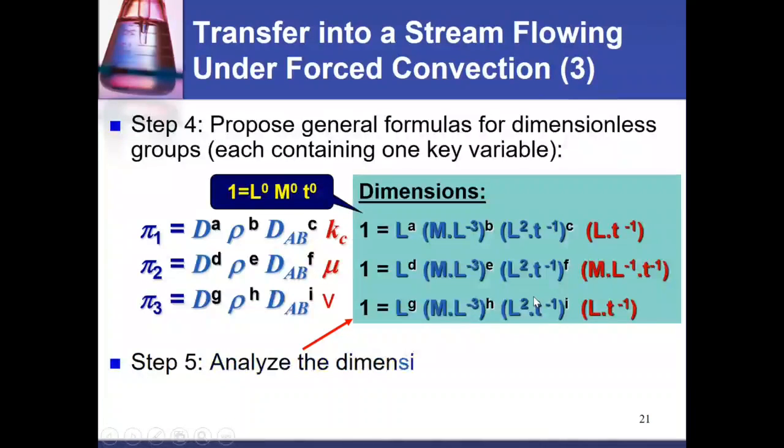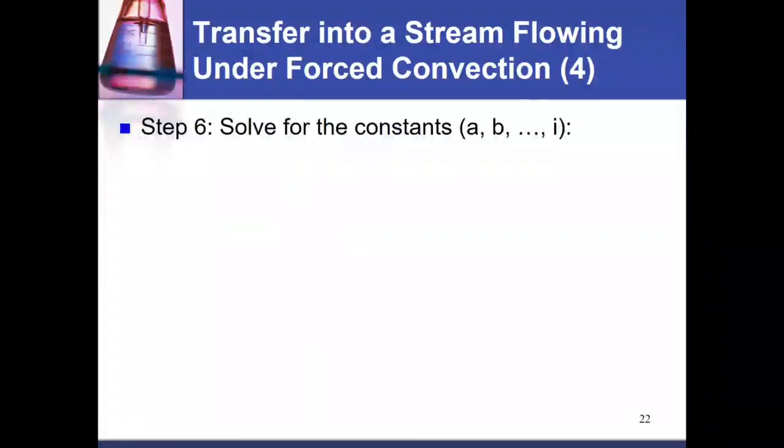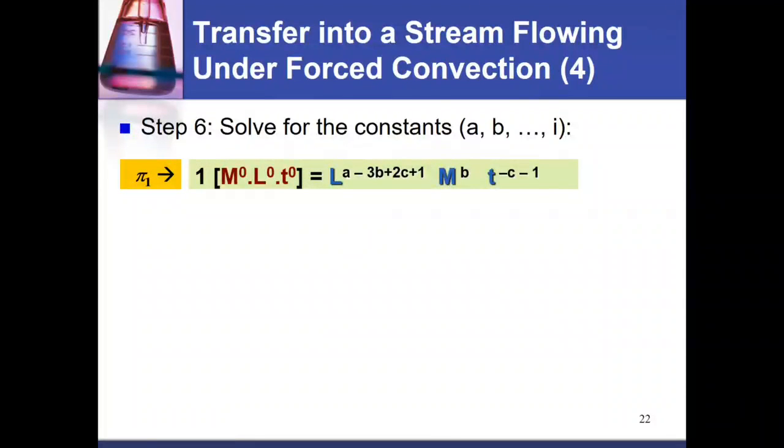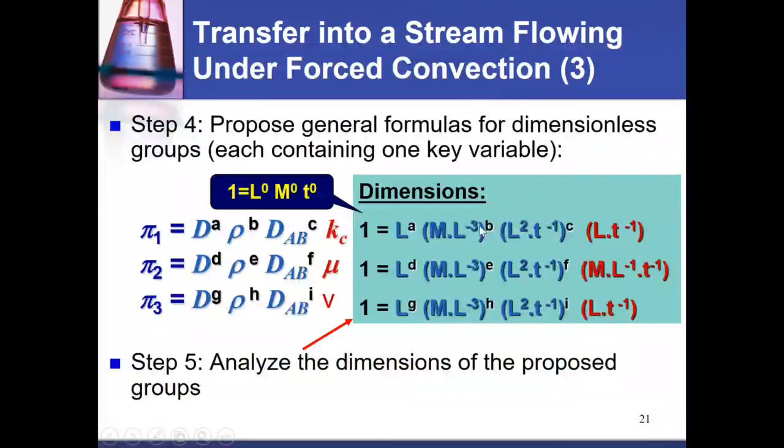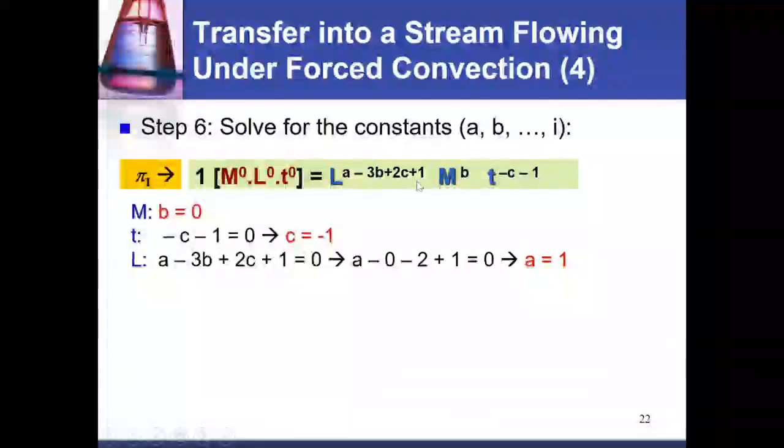So now we do the analysis of the dimensions for the proposed groups here. We know that the dimension on the left hand side is 0 and should equal the dimension on the right hand side. And then we solve for the constants from A to I. Starting with pi 1, on the left hand side we have 1, which means M to the power 0, L to the power 0, T to the power 0. And this should equal, for L, minus 3B plus 2C coming from just adding the powers of L, so we get A minus 3B plus 2C plus 1.